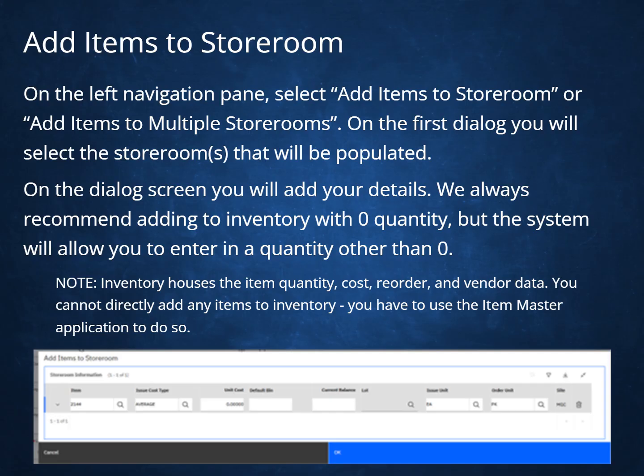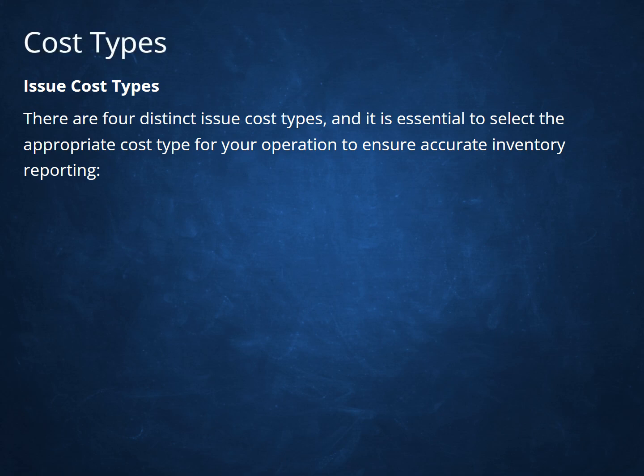You cannot directly add any items to inventory. You have to use the item master application to do so. Cost types. Issue cost types. There are 4 distinct issue cost types, and it is essential to select the appropriate cost type for your operation to ensure accurate inventory reporting.